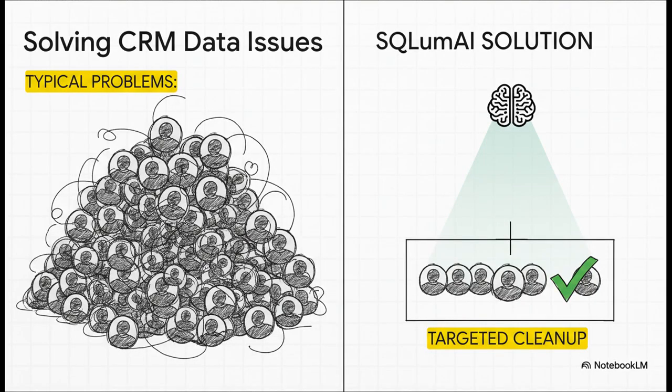Yeah, CRMs are always full of duplicate contacts, incomplete leads, typos in email addresses, you name it. A normal tool might just flag these one at a time, which is overwhelming. But SQLumAI's AI can look at the big picture and give you an insight like, hey, I found 420 duplicates in your small business segment, and here's how I found them by matching their email and organization ID. You should run a cleanup. It's so much more targeted.